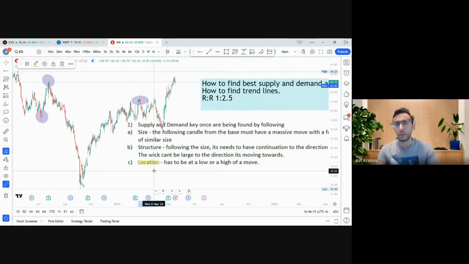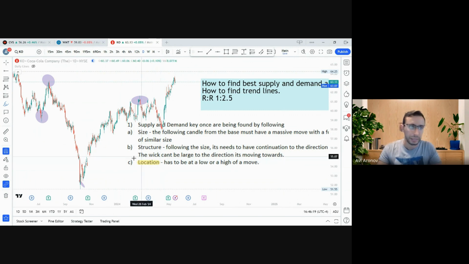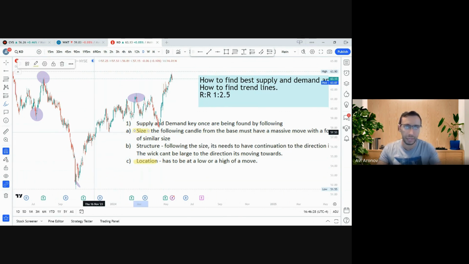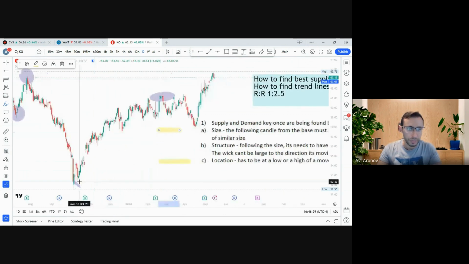Location is number one. Now second, after we understand the location, we want to make sure that we look at the size. What is the size? So let's look here.